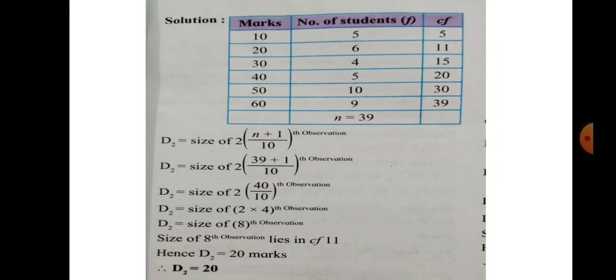Now how to find out size of 8th observation for d2? For that you have to go to the cumulative frequency column where 8 comes. 8 lies in the cumulative frequency equal to 11, with corresponding value of x equal to 20. So d2 is equal to 20 marks.